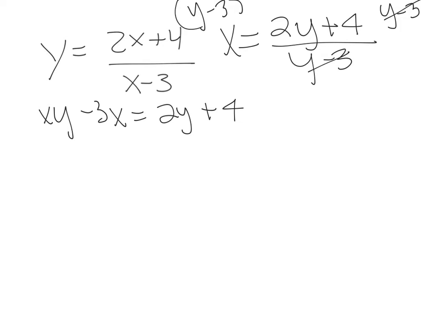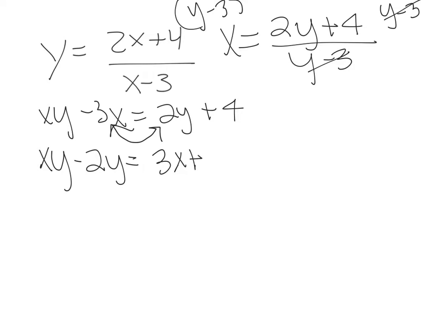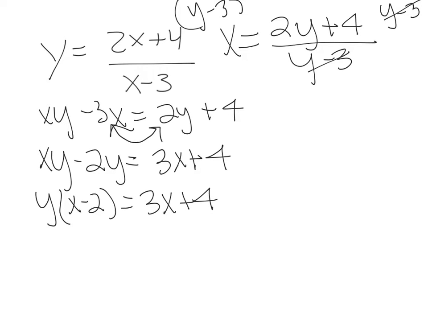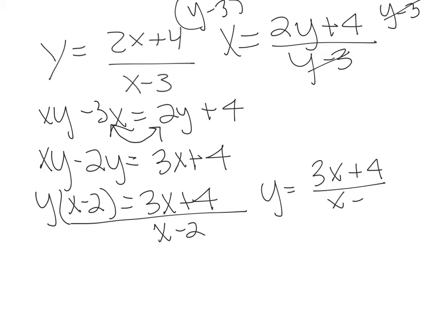So now you want to get the y's on the same side, so you switch the 2y and the negative 3x. So you get xy minus 2y equals 3x plus 4. Then you can take a y out, so you have y times x minus 2 equals 3x plus 4. And now you divide by x minus 2. So then you finish with y equals 3x plus 4 over x minus 2.